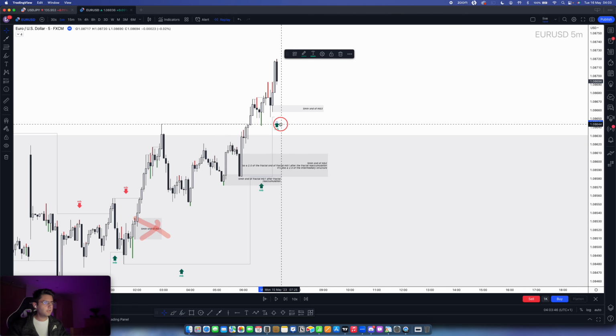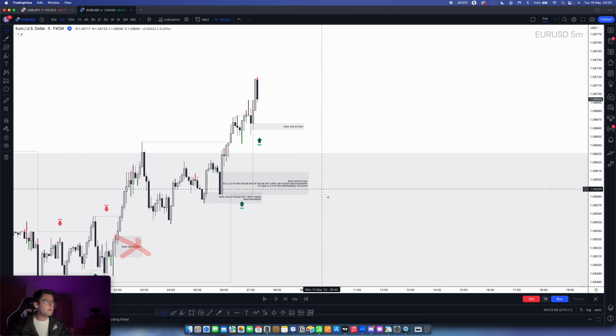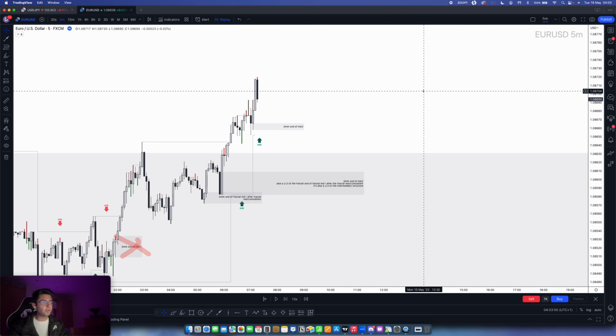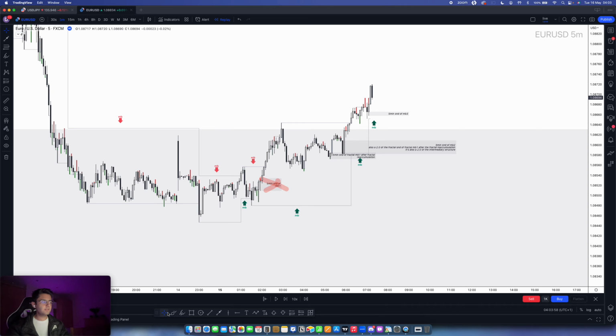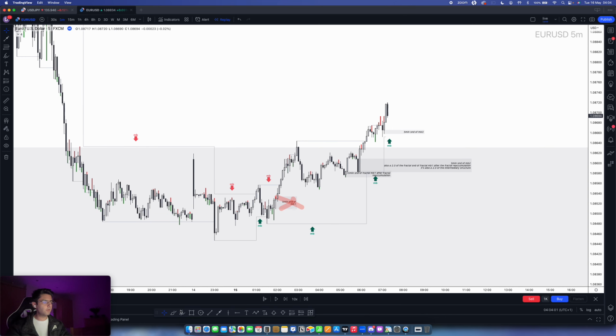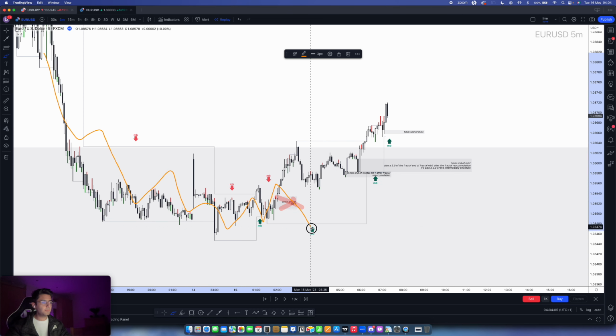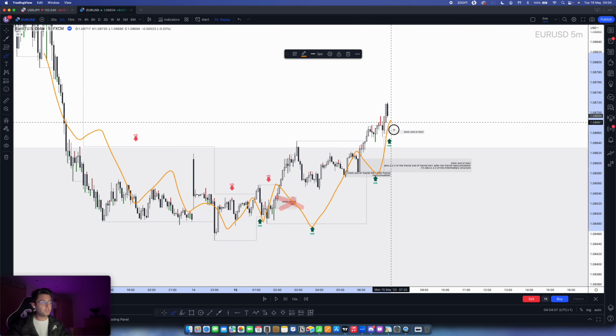This is still valid because it's a 2.0. 2.0s always remain valid for me because 2.0s are areas of potential reaccumulation for me. Let's just zoom out and look at the overall model again. So we've come from a bearish perspective into a bearish, bullish, bearish, bullish, bullish, bullish. So this now is bullish.